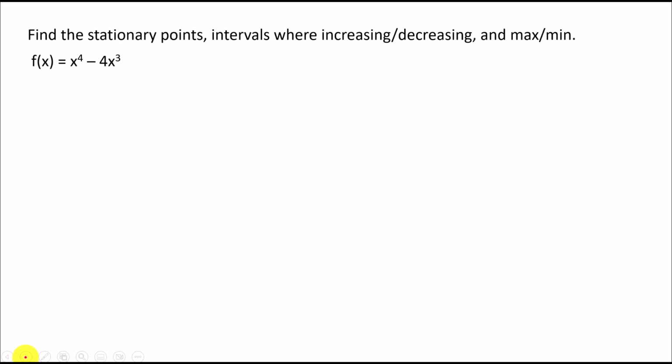Okay, looking at this one, same thing. We want to find the same pieces of information. I just want to use it to show you how to do that. So we have f of x equals x to the 4th minus 4x cubed. So the first thing we're always going to do, again, is take the derivative. So that's going to be 4x cubed minus 12x squared.